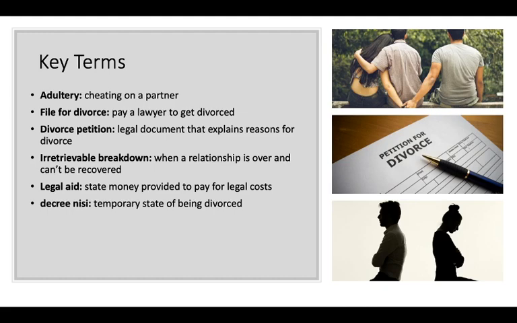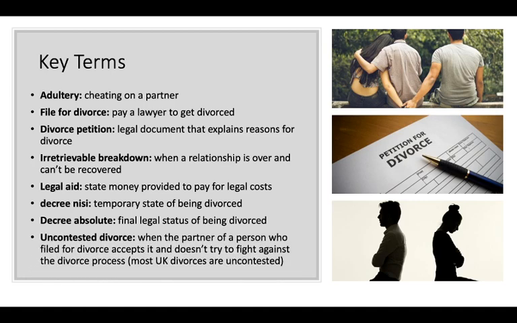Decree nisi, I think it is a temporary state of being divorced. And then decree absolute is the final legal status of being divorced. And an uncontested divorce is when a partner or a person who was filed against for divorce accepts it and they don't try to fight against the divorce process. Most divorces are like this. It gets to the point where they're like, yeah, okay, fine.